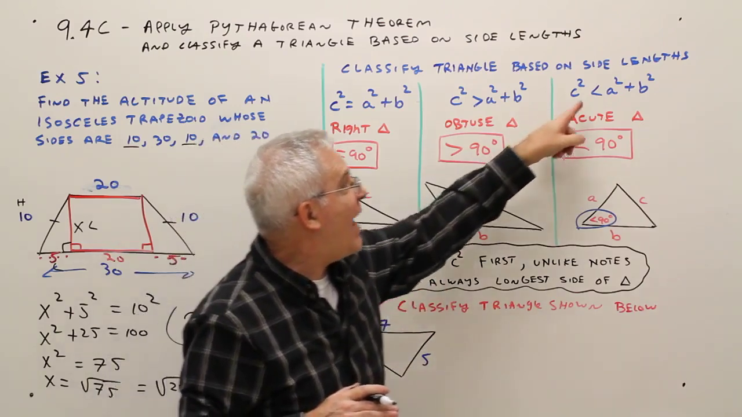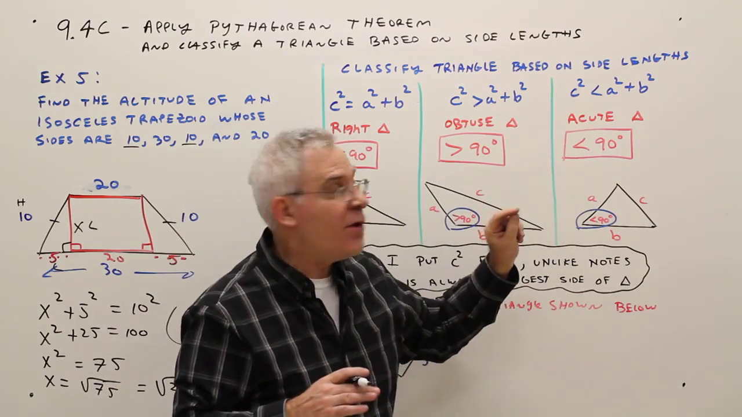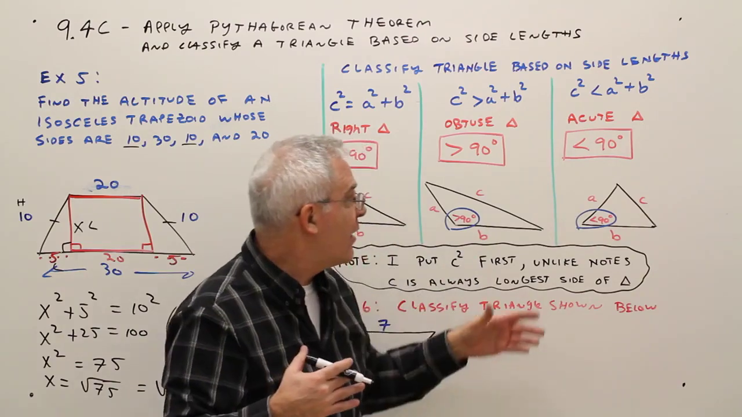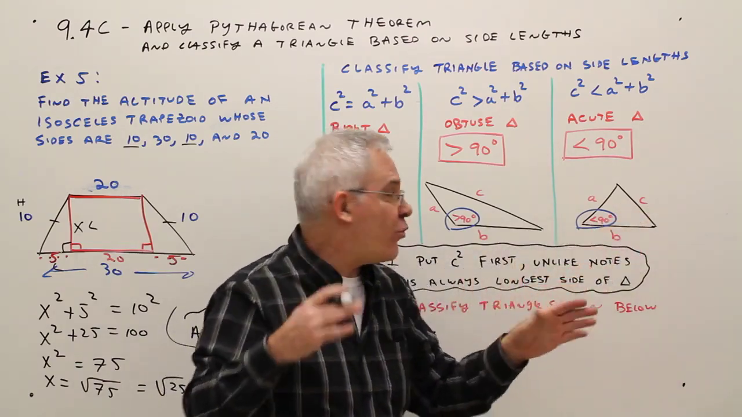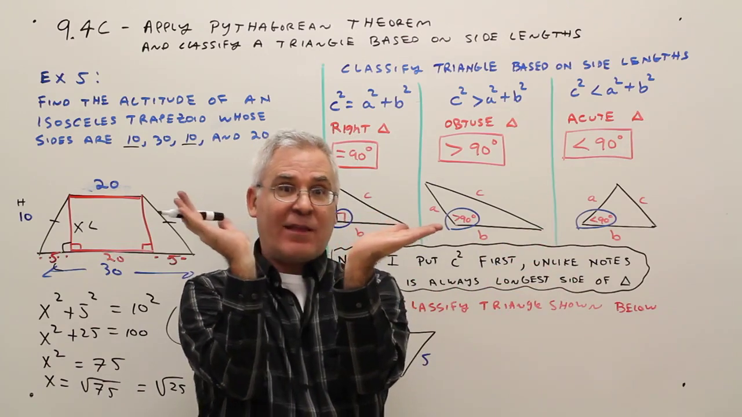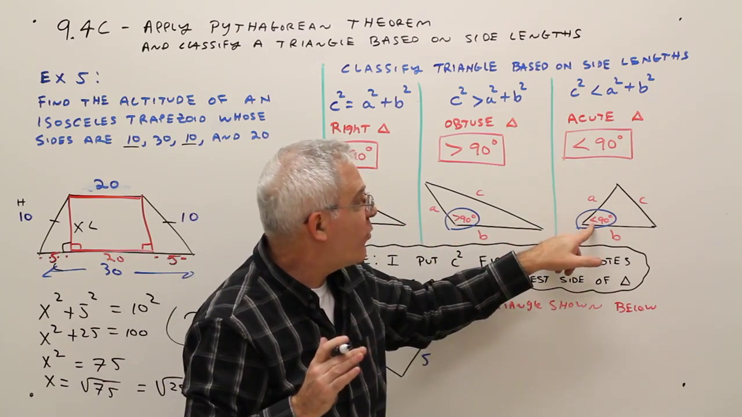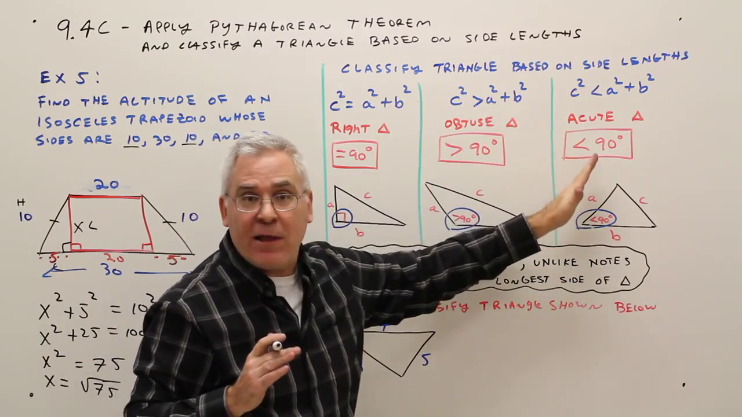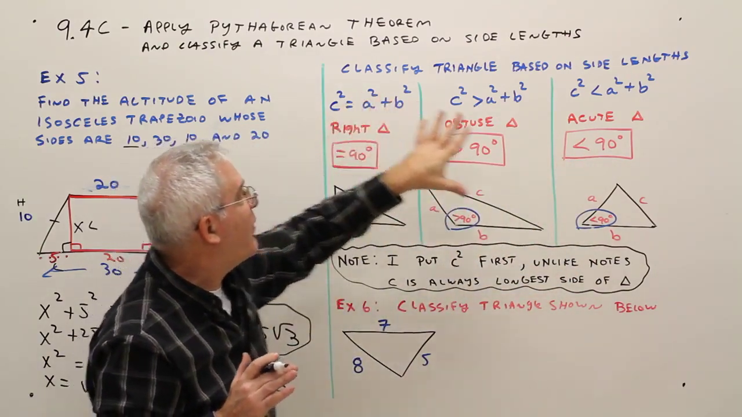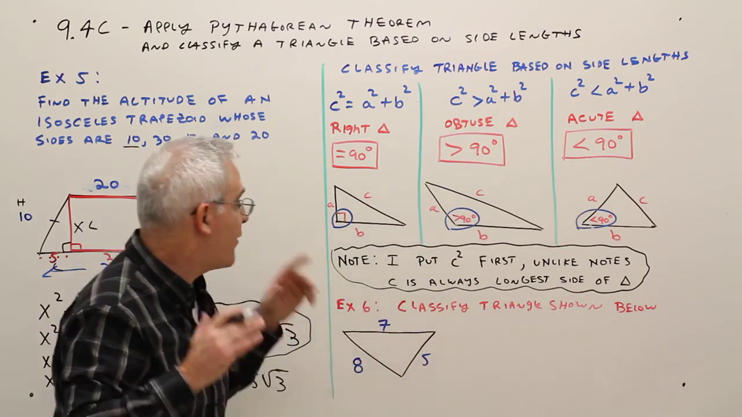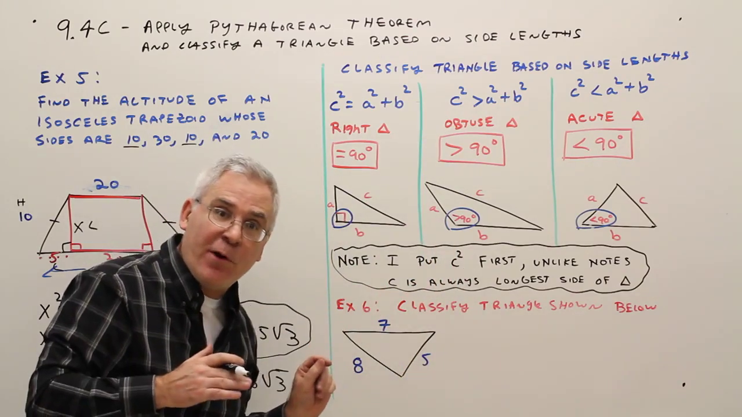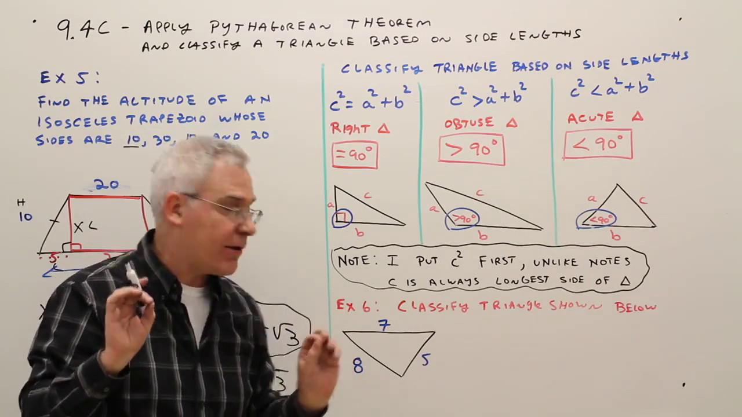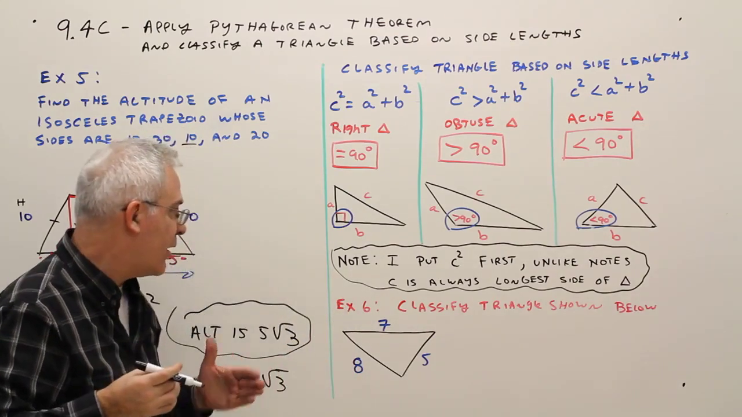All right, when I see less than, that's going to end up in an acute triangle. I think of less than 90 degrees, which is what an acute triangle is. So again, here the C is short enough where we don't have to stretch out to get to that long end, and we have a smaller than 90 degree angle. So these are the only 3 things you got to remember. This one you already know, so these are the only 2 new things. Okay, so note, I put C squared first, unlike your notes, and C is always the longest side of the triangle.